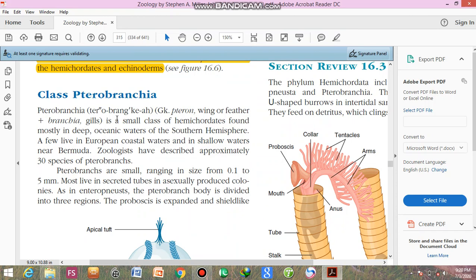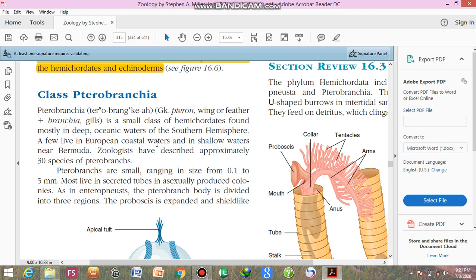This is the second class of the phylum Hemichordata. Pterobranchia: in Greek, pteron means wing or feather, and branchia means gill. It is a small class of hemichordates. What is their habitat? They are mostly found in the deep oceanic waters of the southern hemisphere. A few live in the European coastal waters.